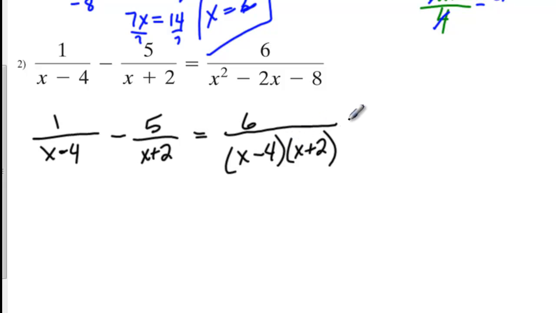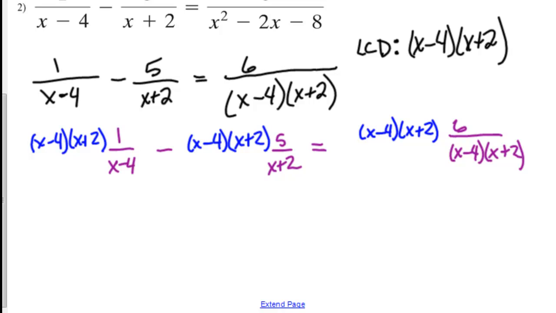So now let's talk about the LCD. So least common denominator for this is going to be what? All right, so there's your LCD, the x minus 4 times x plus 2. And again, I'll give you guys a good 45-second head start.